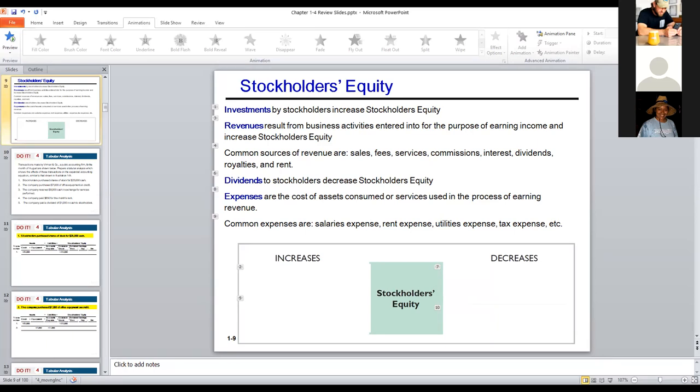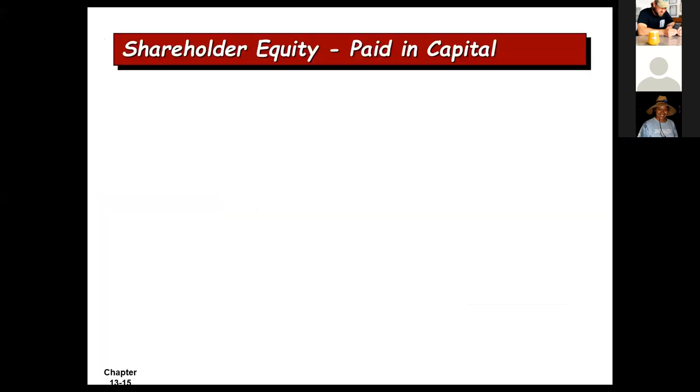Yeah, this is the part that causes a little confusion, because before this, when this class was conducted, we didn't cover stockholders' equity because it would be too confusing. But for some reason, the authors of the textbook decided to introduce stockholders' equity early on in this introductory accounting course. So I need to help you understand why. Do you see this new slide I posted? This shareholder equity, paid in capital? Yeah.